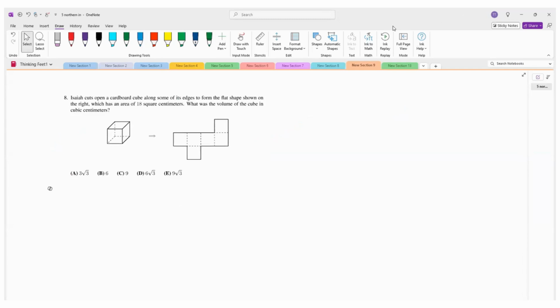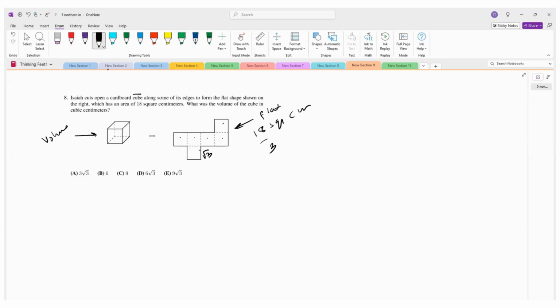Okay, let's think about this one. We have a cardboard cube, like a box, and Isaiah cuts it open along its edges to form the flat shape as shown. This flat shape has an area of 18 square centimeters. What is the volume of this cube? One way I can do this: I count the number of squares, 1, 2, 3, 4, 5, 6. That means each square has an area of 3, and because it's a cube, each side is equal, so each side is square root of 3.